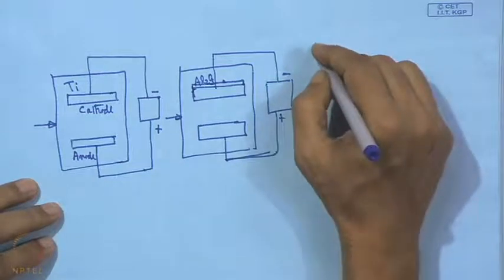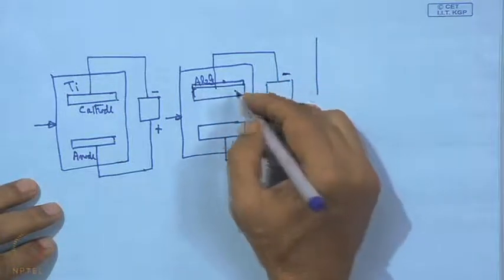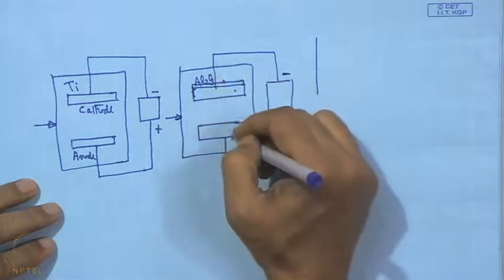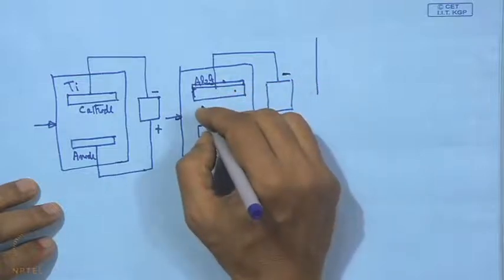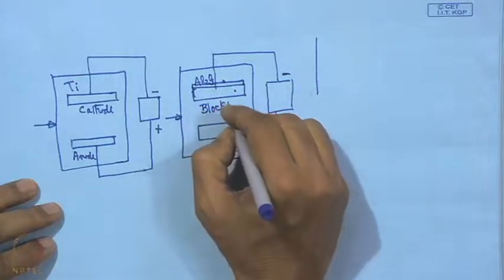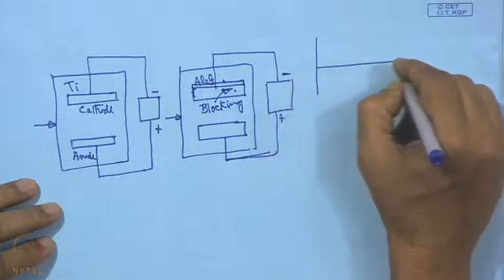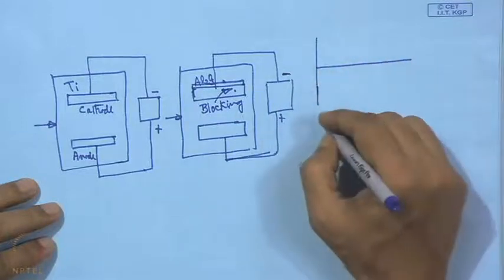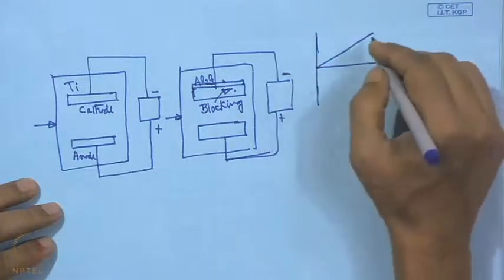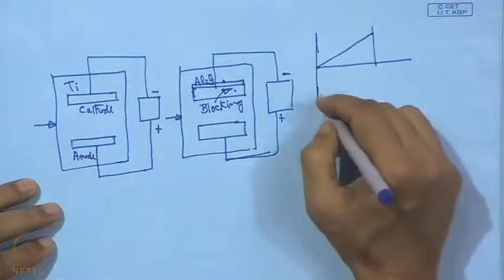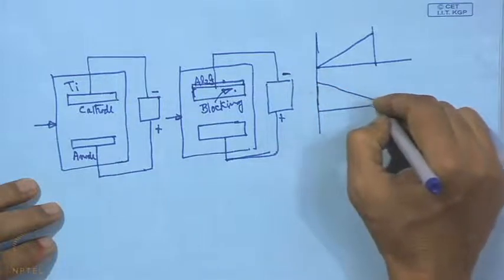So, if we look at this, it is just like a capacitive coupling between the power supply and this electrode. So, we can call it a blocking electrode. It is blocking the conduction. In this case, if we apply the voltage, gradually there will be an increase in voltage, but at the same time there will be a fall of the charging current.